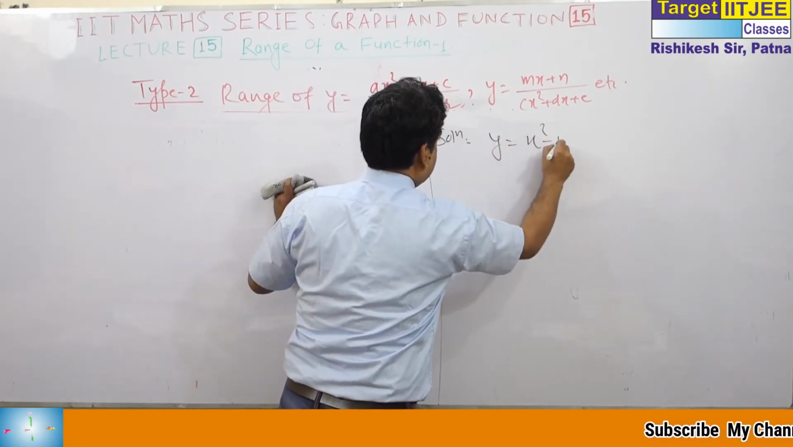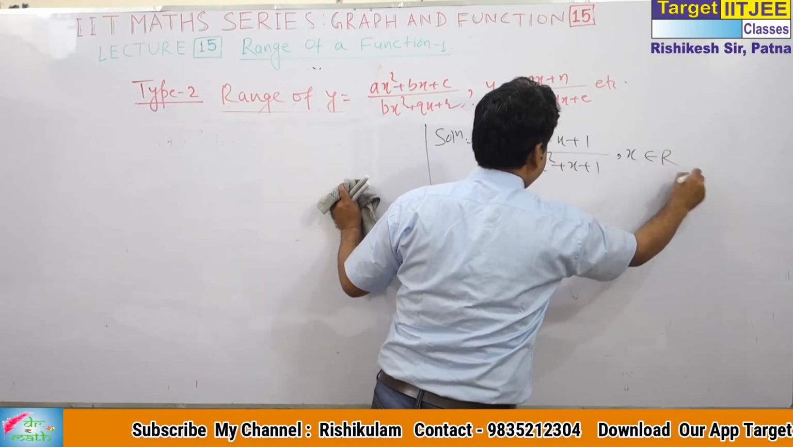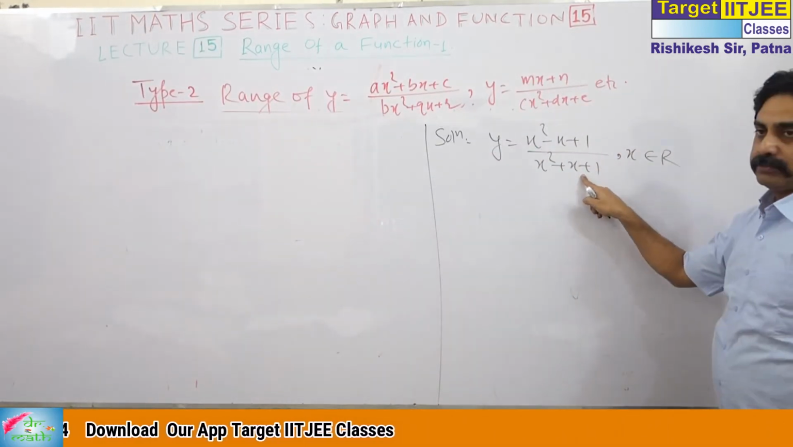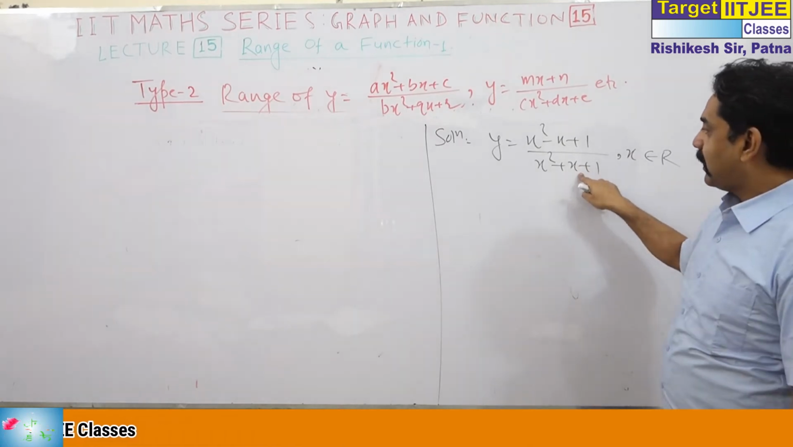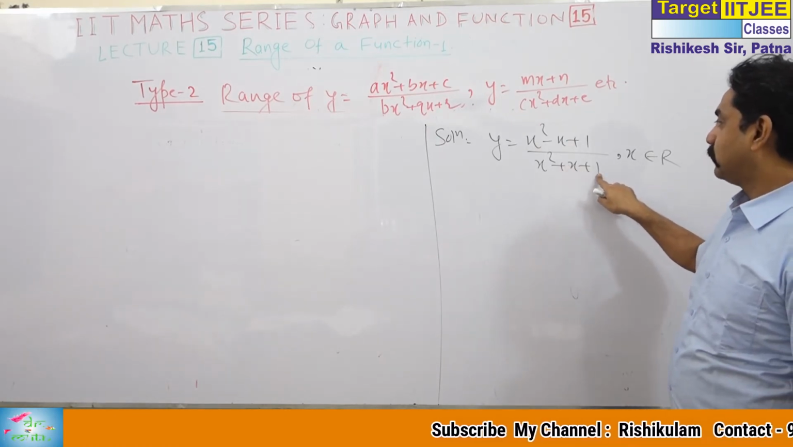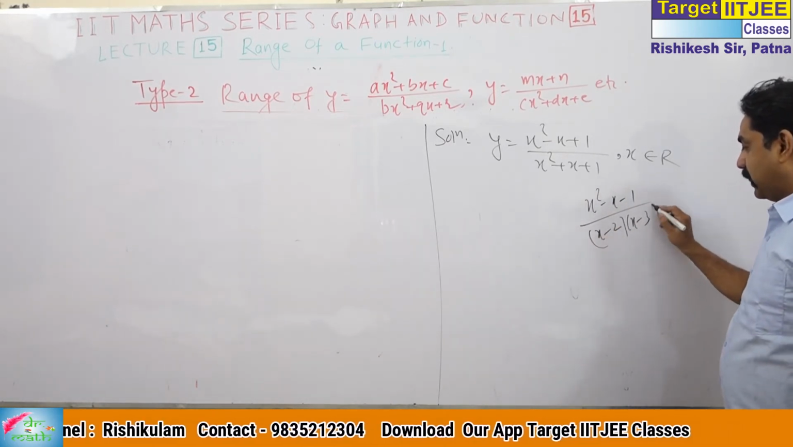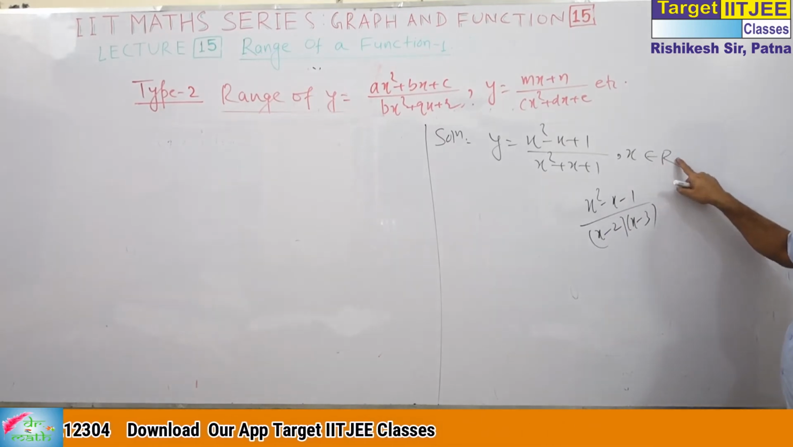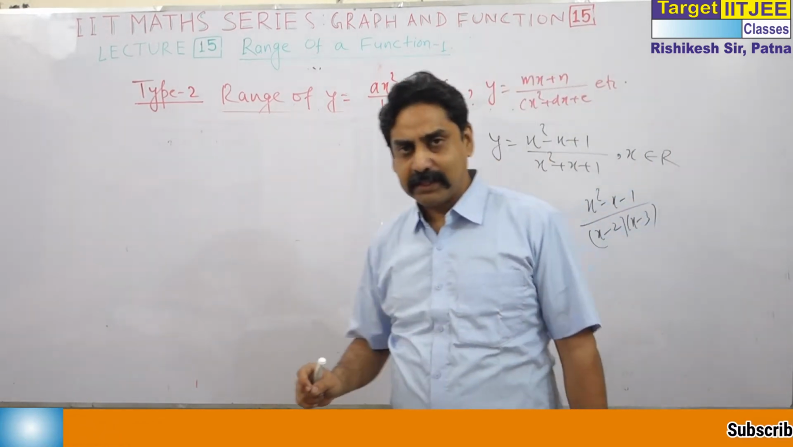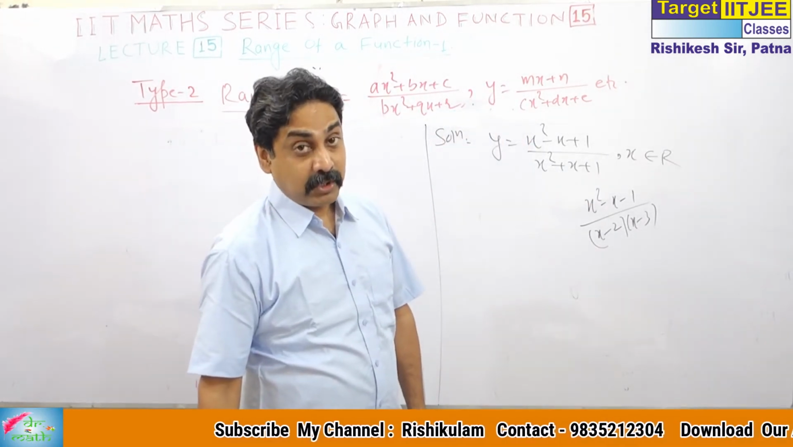Let y is equal to x square minus x plus 1 upon x square plus x plus 1, x belongs to R. This is important. Why x belongs to R? Denominator cannot be 0. If the denominator is like x minus 2 into x minus 3, then we have to take the range as real numbers minus 2 and 3. Nothing will change there, the process will be the same. But in that case, we have to be alert about points 2 and 3, whether open or closed.